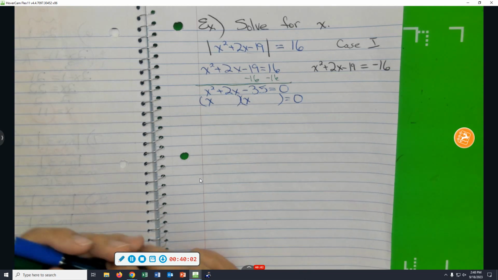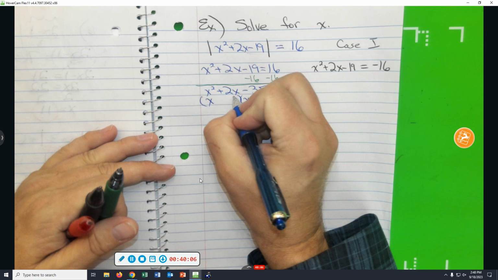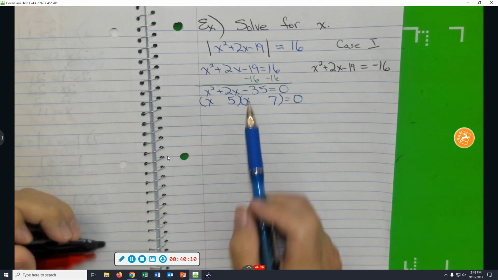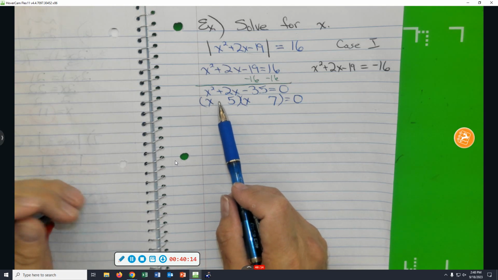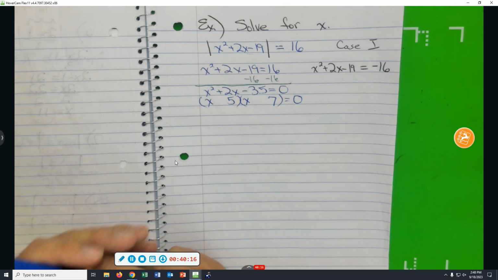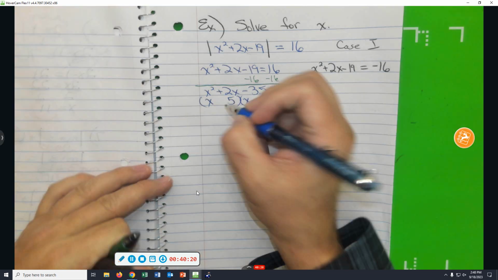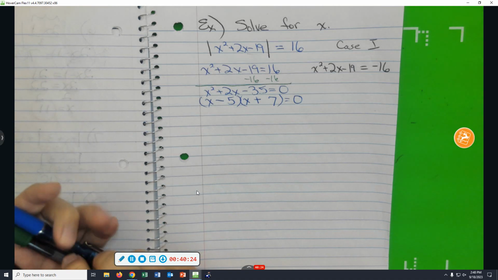So play it out in your head. To get a positive 2x back, we have a 5 and we have a 7. What sign should I have here between the x and the 5 in order to get back a plus 2x? Okay, so the negative here, the positive there. I agree. Do y'all agree with that?